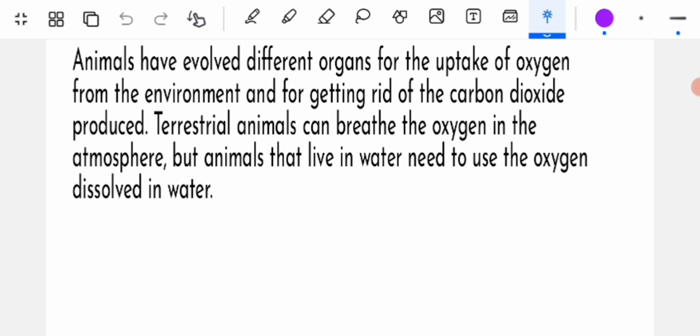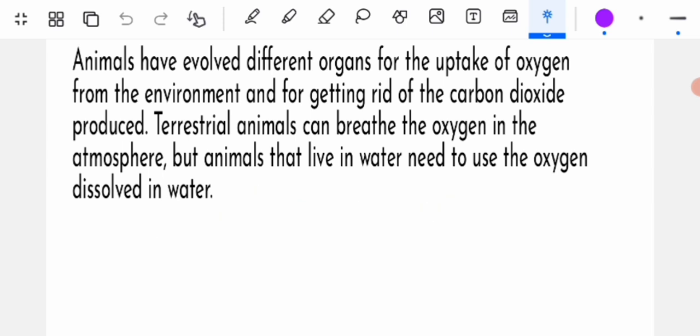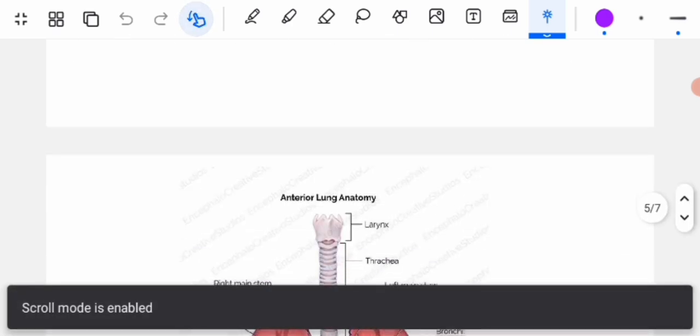with the skin. Terrestrial animals can breathe the oxygen in the atmosphere very easily, but when you compare the aquatic animals, it is difficult because they have to respire through water itself. Water has a lower oxygen level, so the breathing rate of terrestrial animals is slow when compared to aquatic animals. Aquatic animals have a faster breathing rate, and you have understood this now.